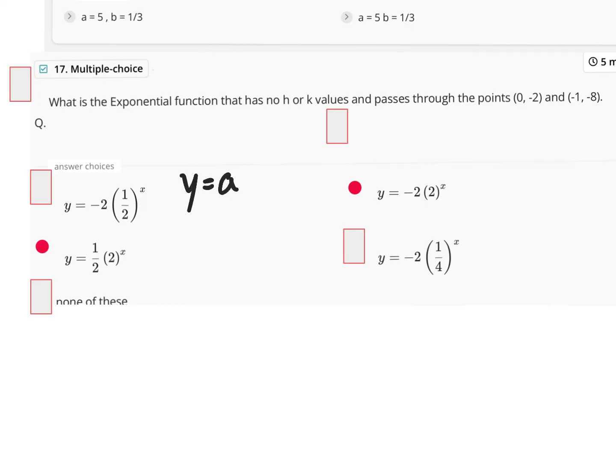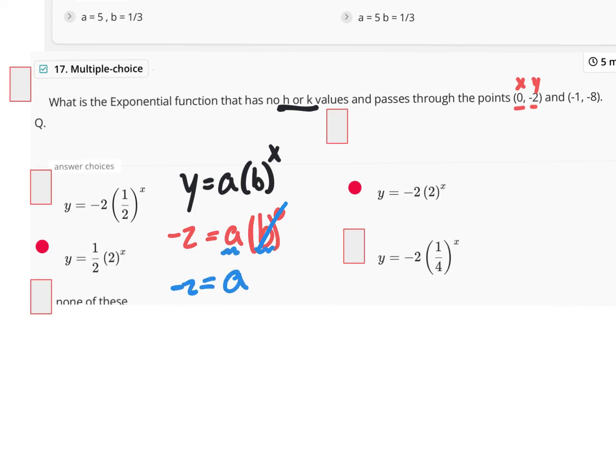y equals a times b to the x. It says it has no h or k values, so I don't have to put x minus h, and I don't have to put a plus k. But we do know that the coordinate (0, -2) will help us get some of these values that we're missing. If we put a 0 up there, it's going to be b to the 0 times the a value, which we don't know, equals -2 for y. So we're plugging in 0 for x and -2 for y. And when you do that, you'll be able to eliminate the b, because b to the 0 is 1, and a times 1 is a. So you really have a equals -2.